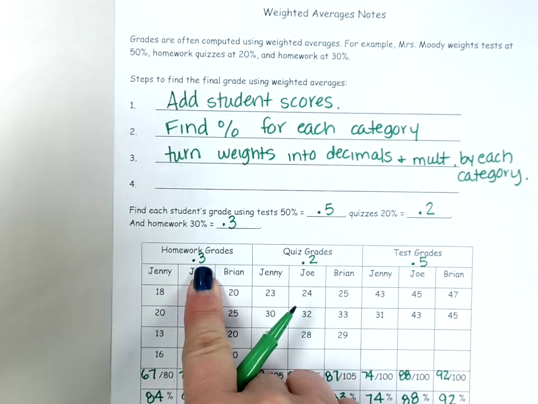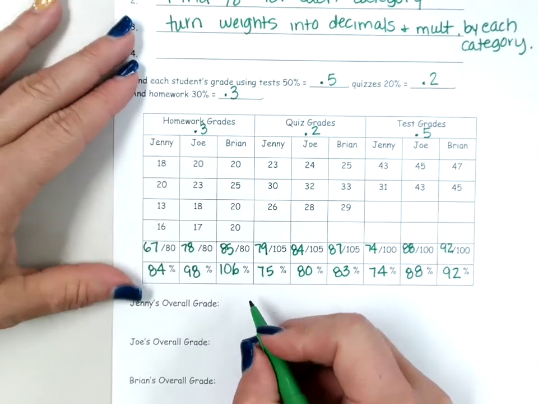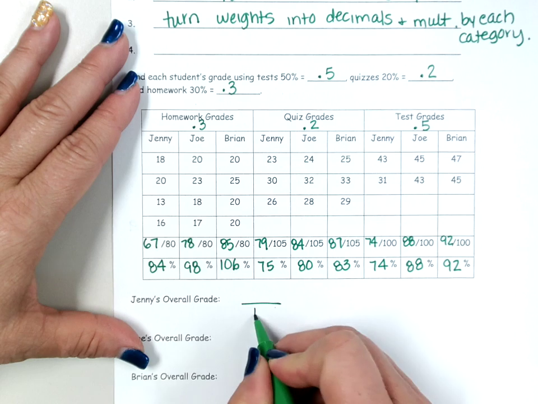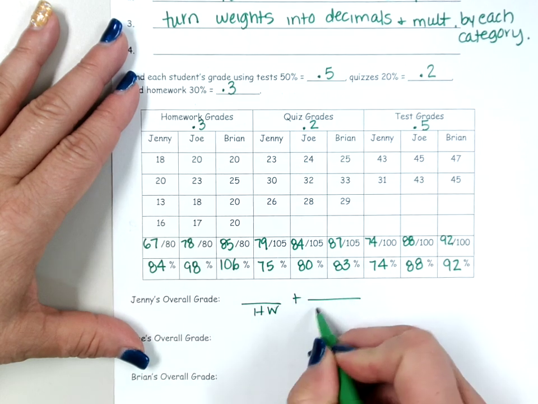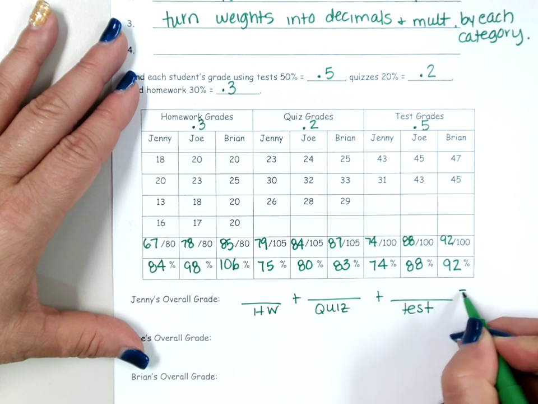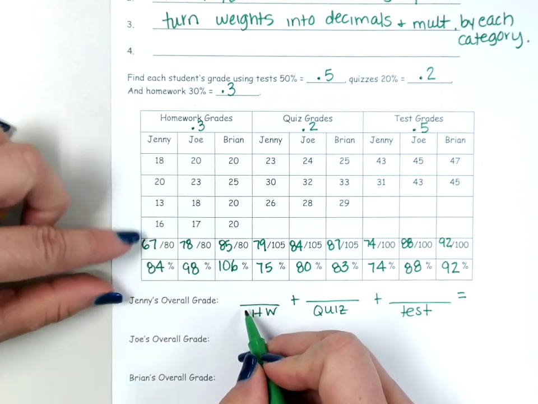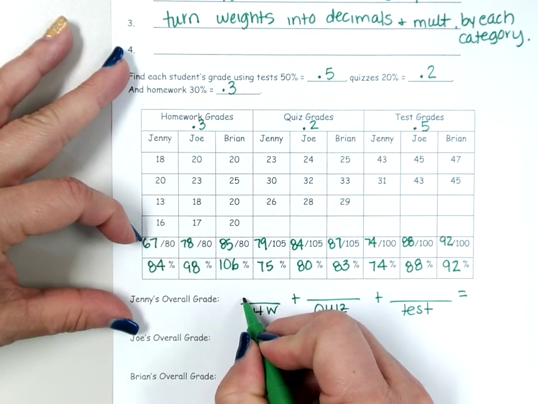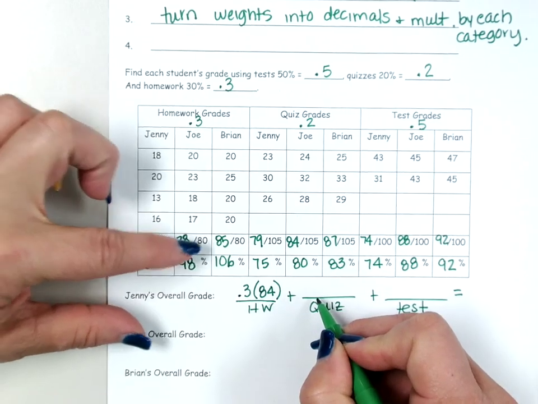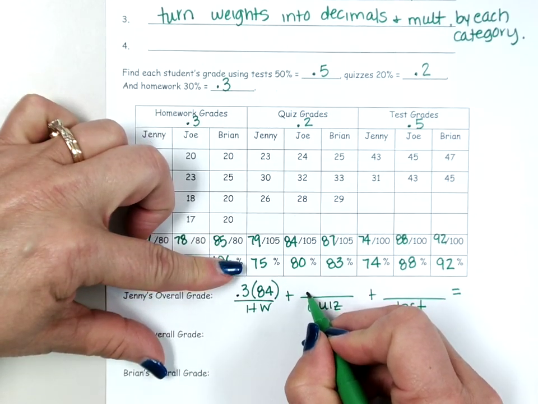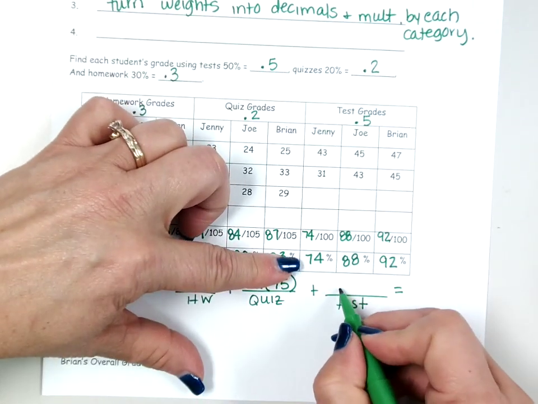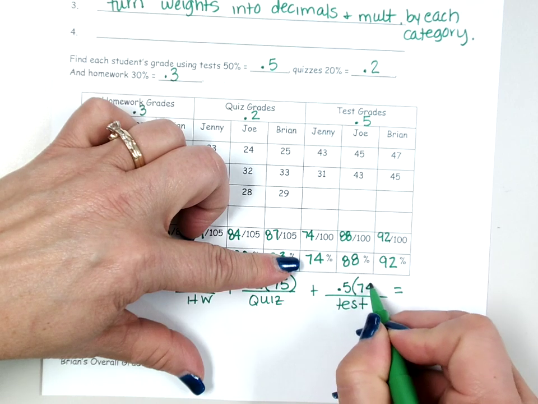So for Jenny, for each one, we're going to have homework plus quiz plus test. And I'm only going to write that one time. So Jenny's homework was the 0.3 for homework times 84. Then we're going to go on to Jenny's quiz, which is 0.2 for quizzes times 75. Then we're going to go to Jenny's test, which is 0.5 weight times 74 for the grade.